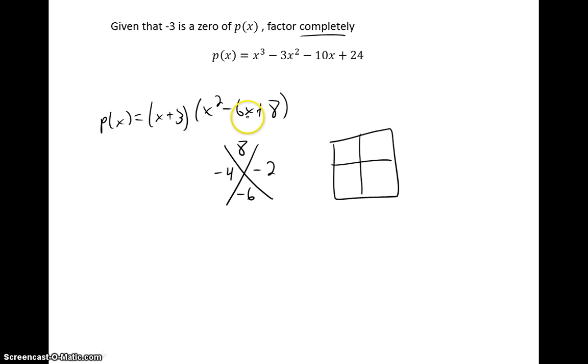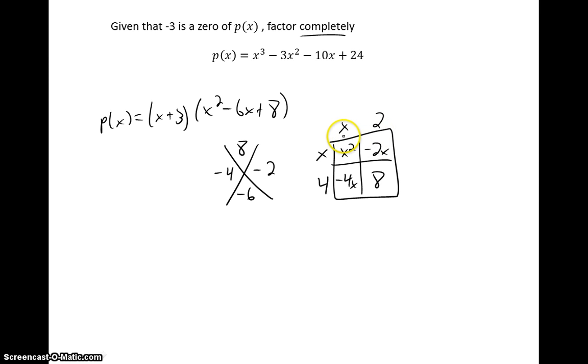In the top corner we put x squared. Bottom corner we put 8. Then we have negative 2x, and we have negative 4x. Common factor here looks like it's 4. Common factor here looks like it is just x. And then common factor here is 2. Common factor here is x as well.